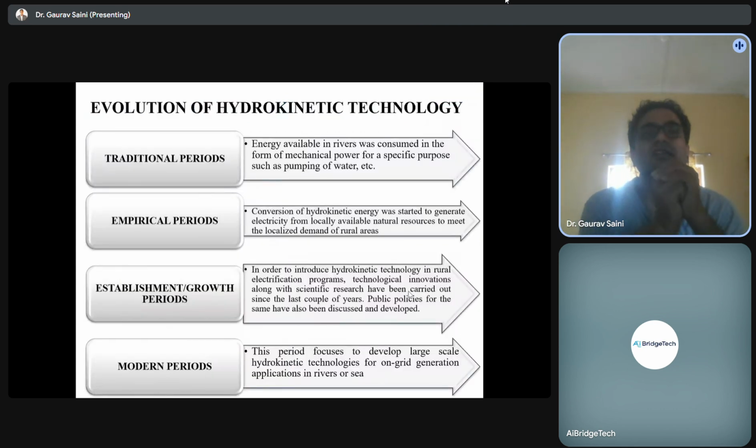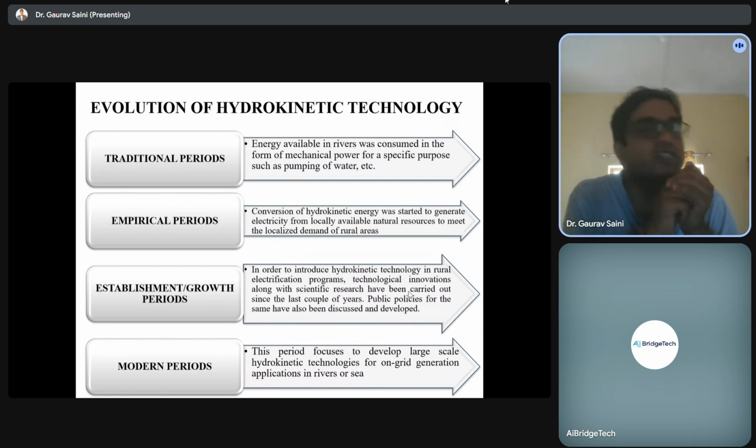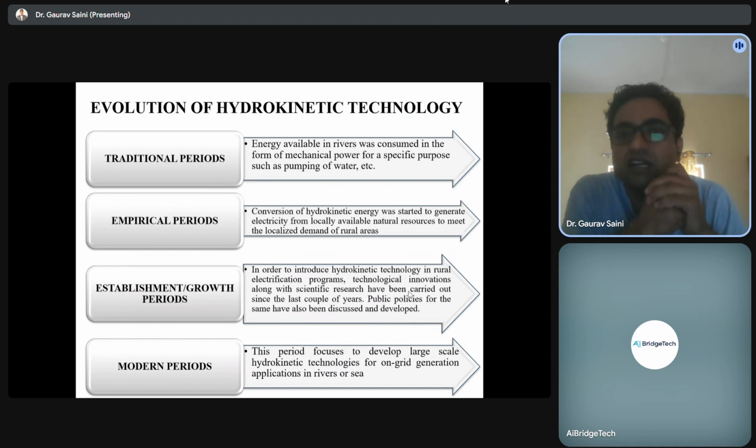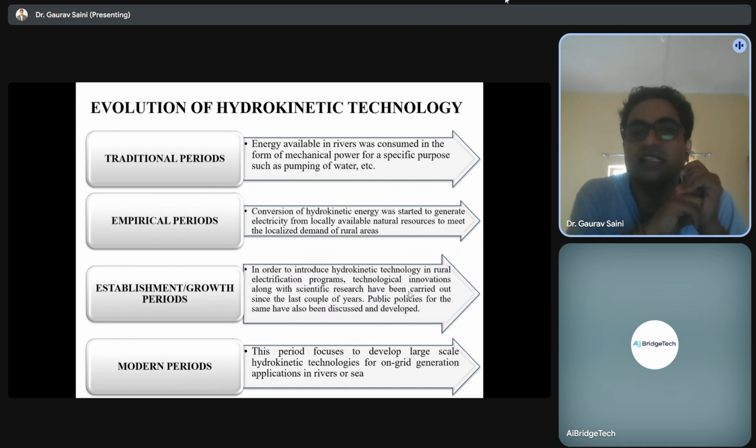If we think about hydrokinetic energy, it is not new. It is our traditional method of extracting energy, by using the pumping of water. In the old times, we used it to grind grains. We had the energy in the rivers, and that was consumed in the form of mechanical power for specific purposes like grinding of grains and pumping of water. But in the empirical period, conversion of hydrokinetic energy started to generate electricity locally from locally available natural resources to meet the localized demand of rural energy.